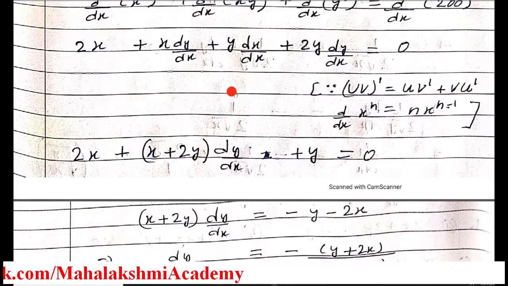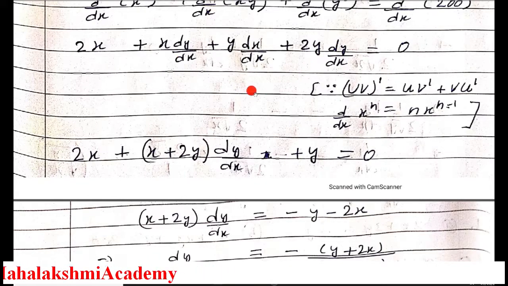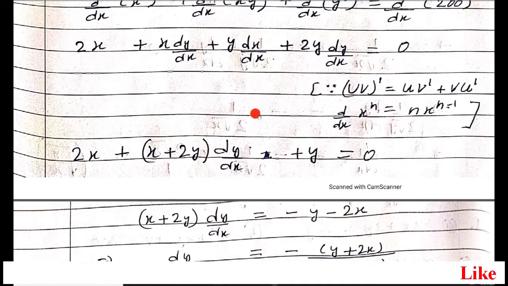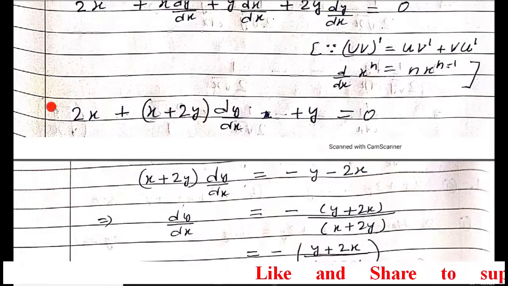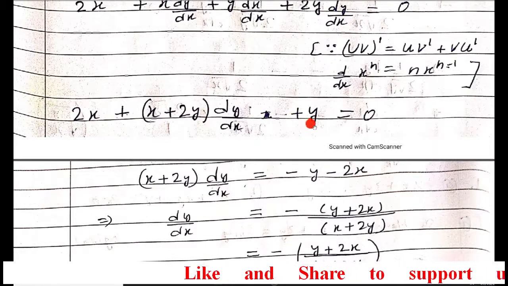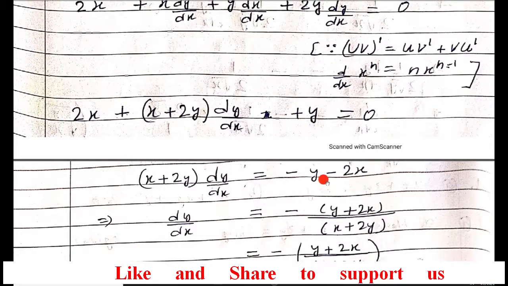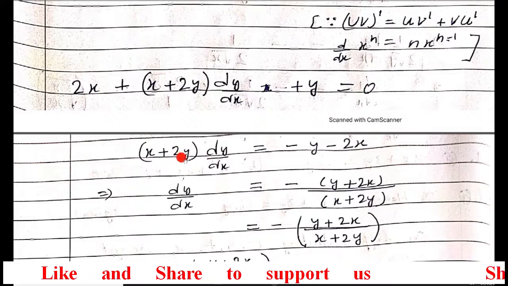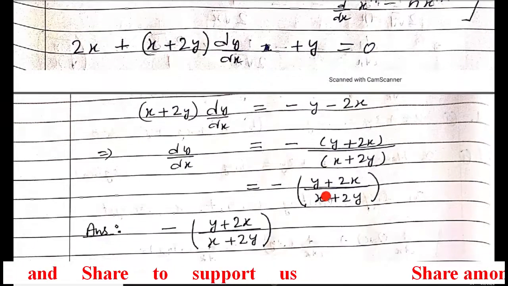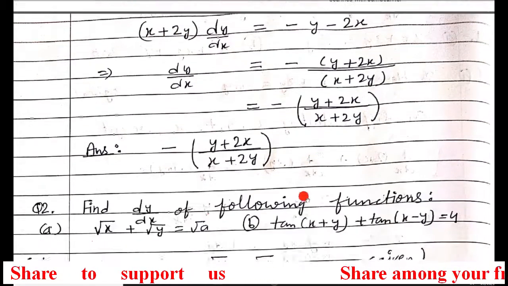Now in this term and in this term, you can see dy over dx is common. So take dy over dx, that will give you this. Now 2x as it is. From these two terms, I took dy over dx common. Now here y and this is 1. So y as it is. Now we will shift this 2x and this y to the right hand side. So they both become negative. Take minus common. Now this is in multiply, so it will come in divide. So this is our answer. So the first question is completed.